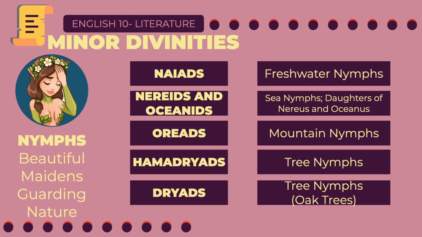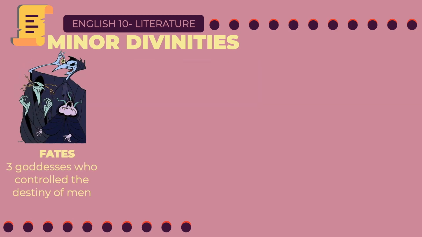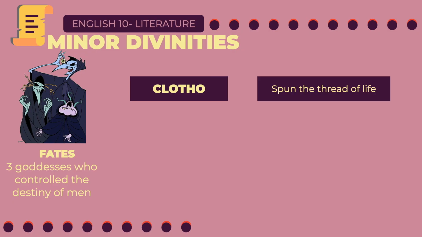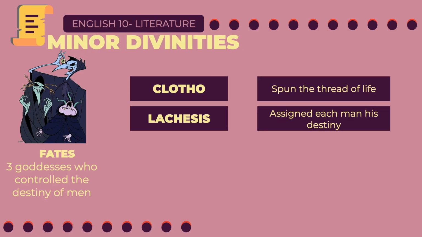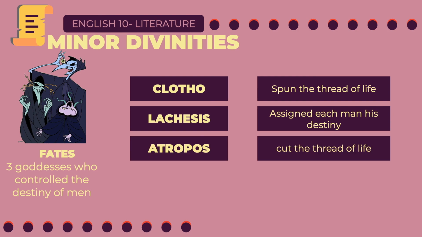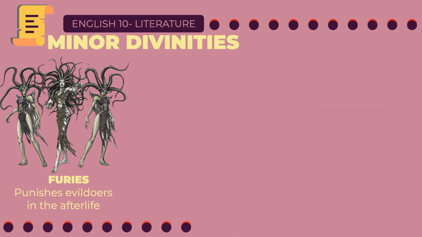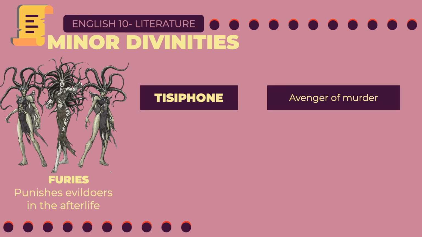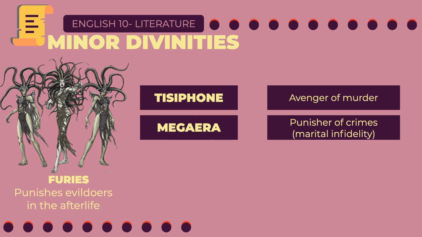Another minor divinity is the Fates. They are 3 goddesses who control the destiny of men. They are Clotho, who spins the thread of life, Lachesis, who assigned each man his destiny, and Atropos, who cuts the thread of life. Next are the Furies. They are responsible for punishing evildoers in the afterlife. Tisiphone is the avenger of murder. Megara is the punisher of crimes, especially marital infidelity, while Alecto is the punisher of moral crimes.